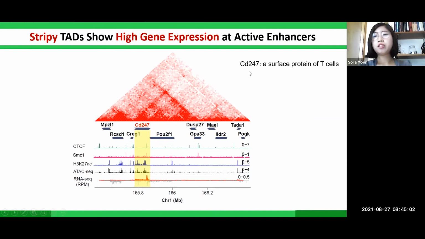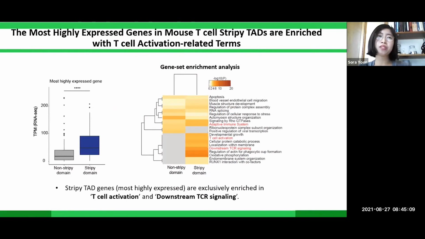And since CD247 is a surface protein of the T cell, our next question was whether these most highly expressed genes within the stripy domain are related to cell identity determination. So we performed gene set enrichment analysis for the most highly expressed genes of non-stripy TADs and stripy TADs, and found that these stripy TAD genes were exclusively enriched in T-cell activation terms like T-cell activation and downstream TCR signaling. So this data suggests a cell-type-specific regulatory role of the stripes.